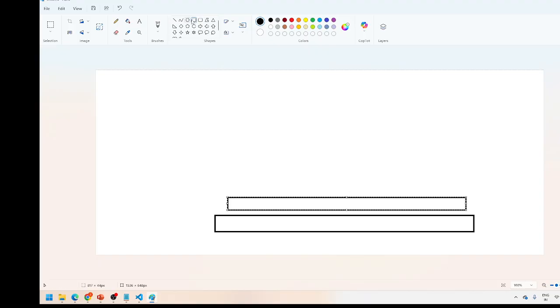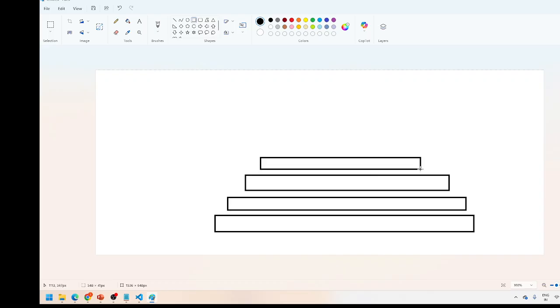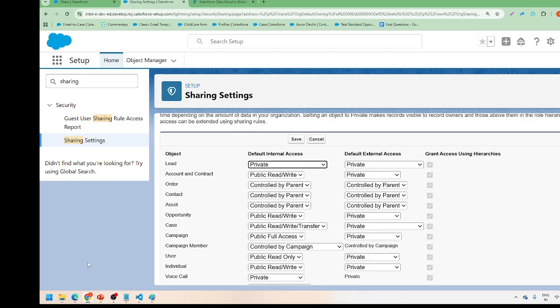Now the third one is sharing rules, role hierarchy, manual sharing, and Apex sharing. Those things I will discuss with you in another lecture. Hope you understand what is OWD, what is public, private, public read only, public read write, public read write transfer.